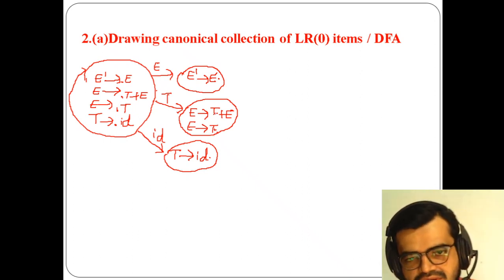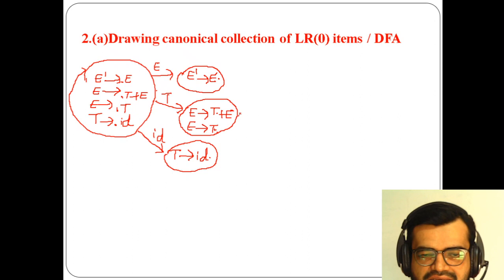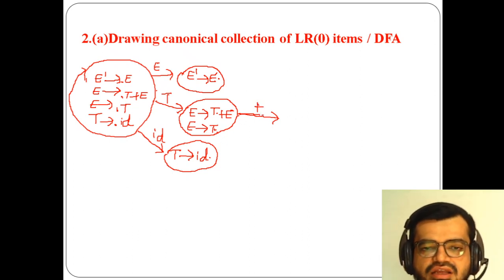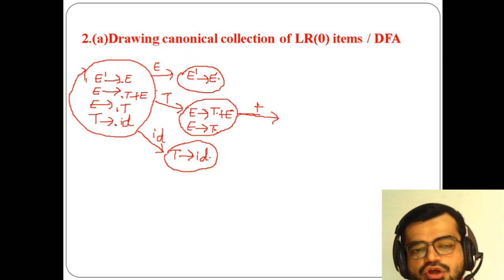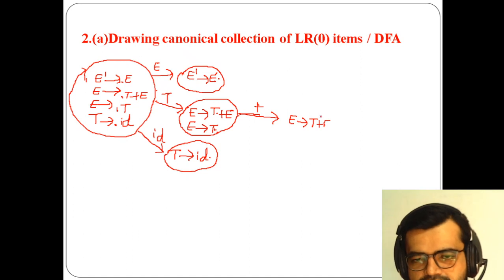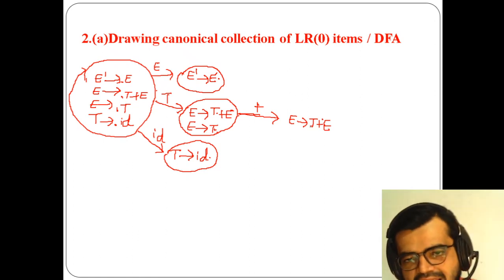So now what is the next state? Plus is there here. So what is the next step? I have to use now plus, because in this one nothing else is there. So if I'm using plus, what happens? E of T plus dot E. Okay, plus dot E. E extends to T plus dot E. In this way you are writing.